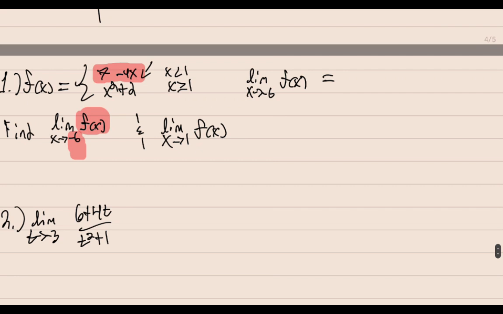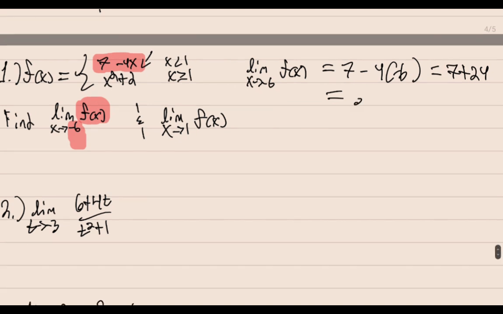So when we plug in -6 into this, we get 7 minus 4 times -6. Negative times a negative, we get a positive. So that's 7 plus 24, which is equal to 31, I believe. Yeah, it should be. Okay, that's the first one done. Very nice.